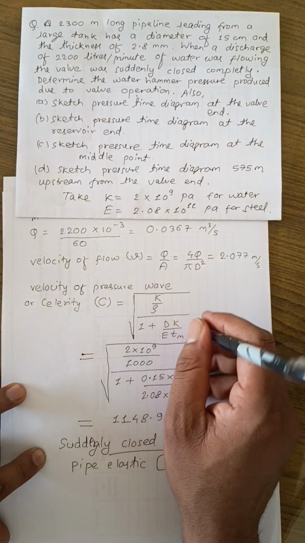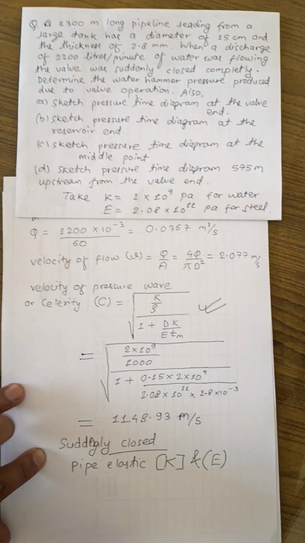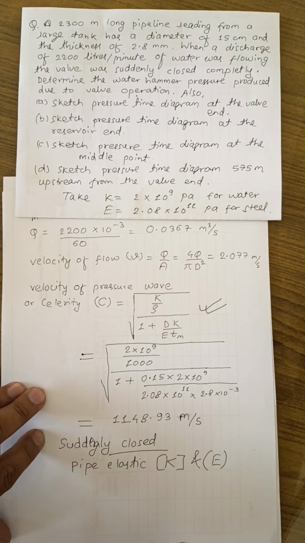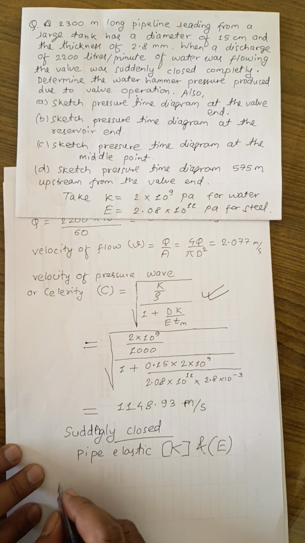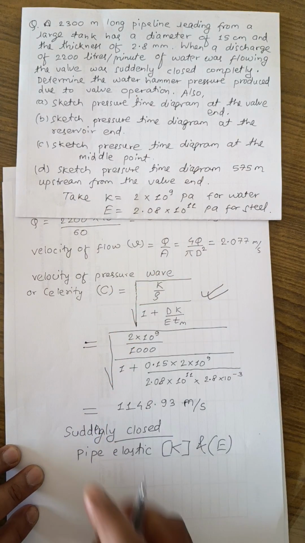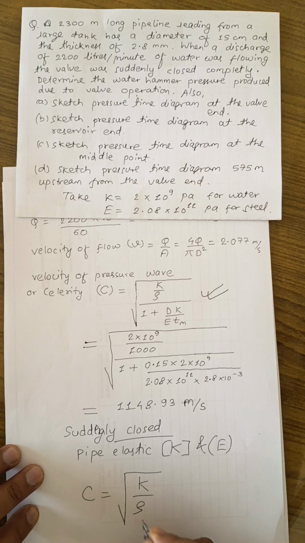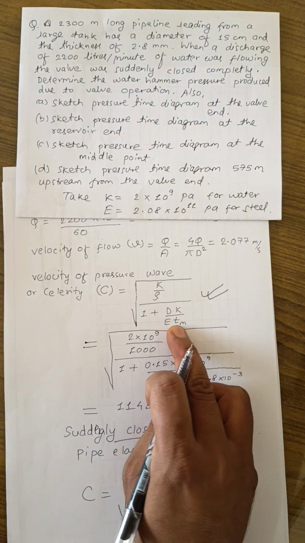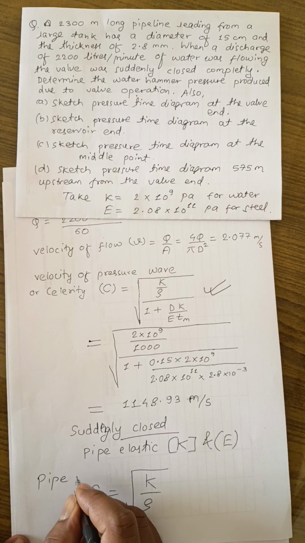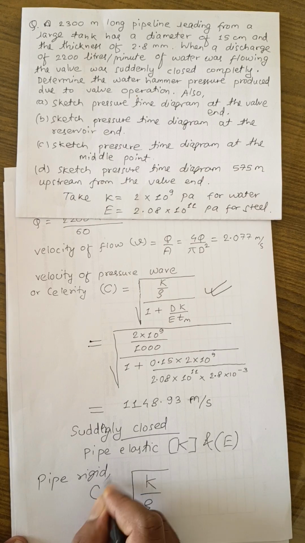So that's why it falls under the sudden closure of valve and pipe elastic case, and you can use this celerity formula. If it was sudden closure of valve with a rigid pipe, you would use this other formula, because the modulus of elasticity would be infinity.